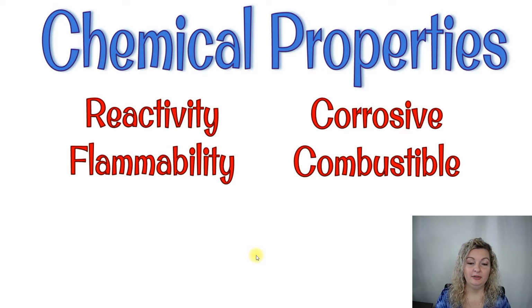Flammability and combustibility both mean that it's catching on fire. The difference between those: flammability, it can just happen without heat being added. Combustibility means that you have to add heat in order for it to catch flame. And then corrosive, if it's going to tarnish or rust. So what's going to happen?